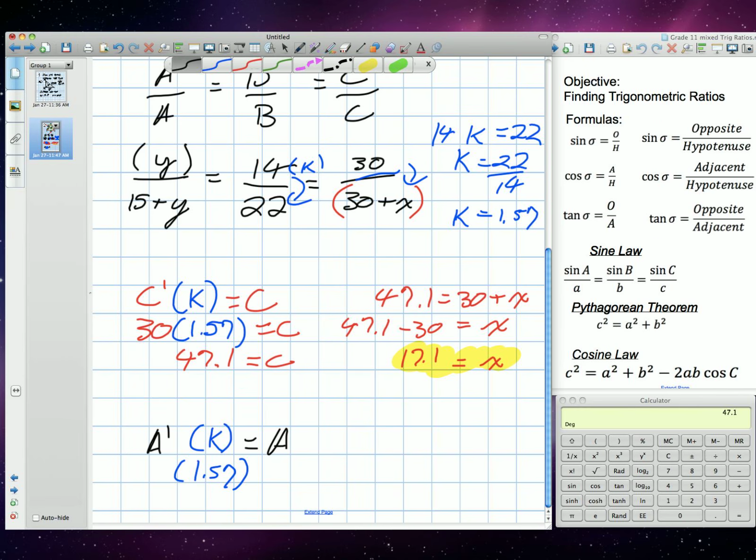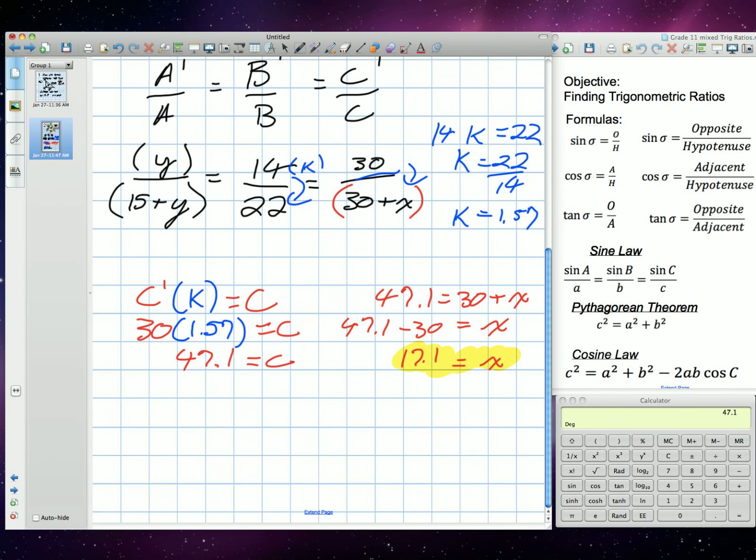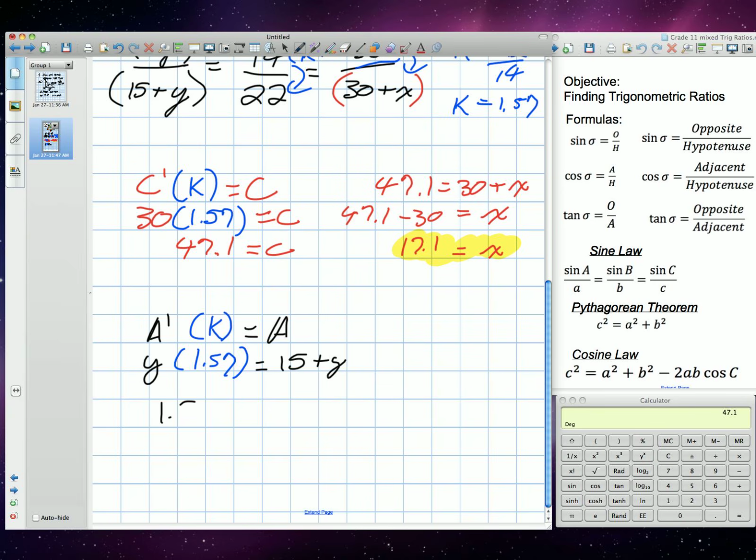And in fact, we actually know what some of these numbers are. We know that this is y. And what is our A value? 15 plus y. So I can replace A with 15 plus y. So now I'm working with a full equation with one variable. If there's one variable in an equation with numbers, we can solve for what the variable is. So this becomes 1.57y is equal to 15 plus y. Let's get the y's on the same side of the equation. 1.57y subtract y equals 15.